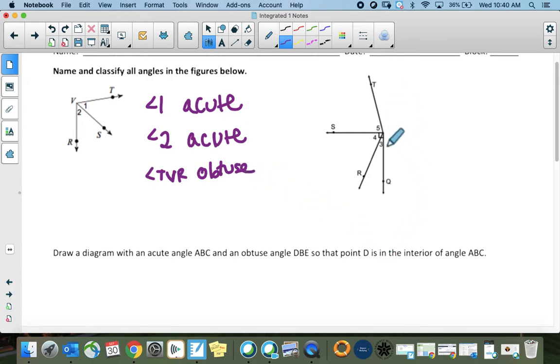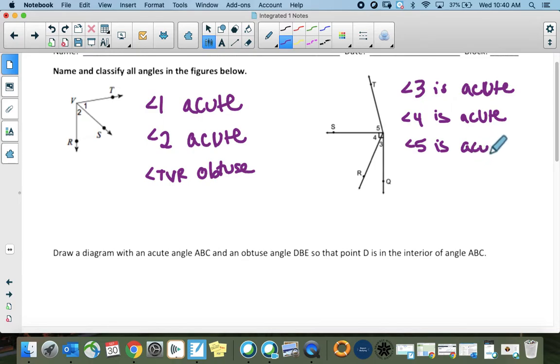And then we have a few examples here. So I first see I have angle 3. Okay, so angle 3, let's put angle 3, and let's use is. I should probably put is in between all of this. Angle 1 is acute, angle 2 is acute, angle TVR is obtuse. So angle 3 is acute because it's nice and small, less than 90. Angle 4 is that small one right there, which is also acute. We have angle 5, which again is less than 90, so it is acute.